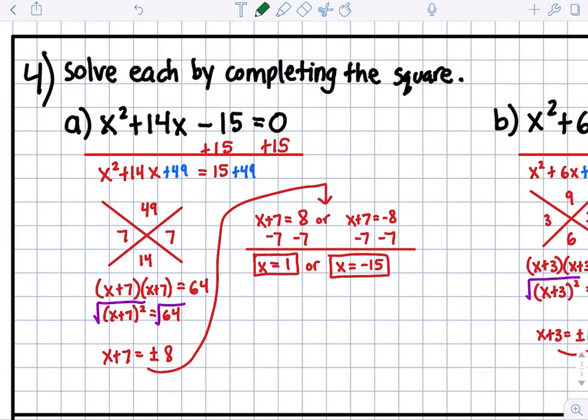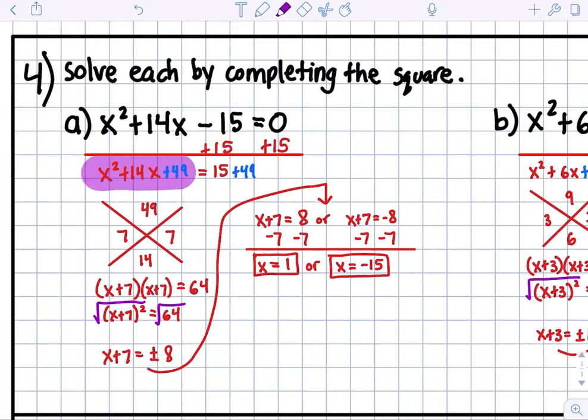Now once you guys add 15 to both sides, remember, you take half of the middle term and you square it. Half of 14 is 7. Square that. 7 squared, you guys, is 49. So add 49 to both sides.